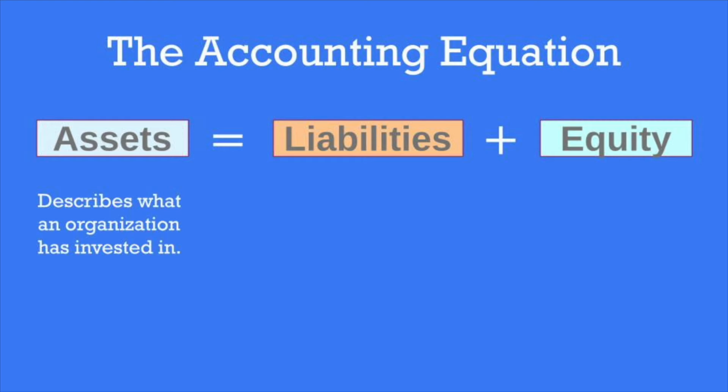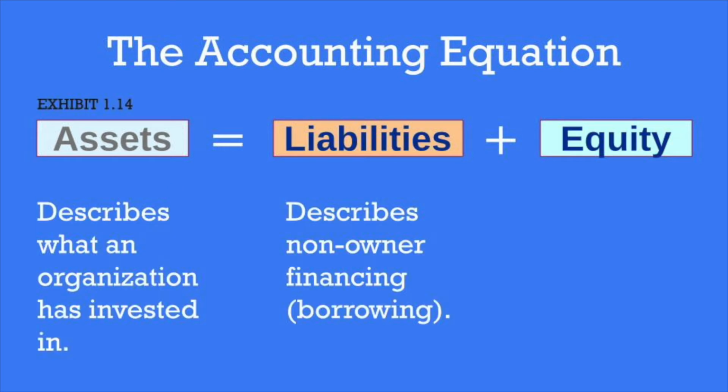So the assets describe what the organization has invested in. The tools that the organization uses to do what it does are recorded in assets. The liabilities describe what non-owners have put into the business. They're financing the business. They're loaning the business money in terms of short-term loans, in terms of long-term loans, these sorts of things, and all that is recorded against the assets.